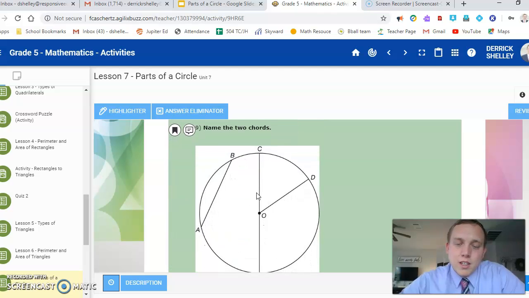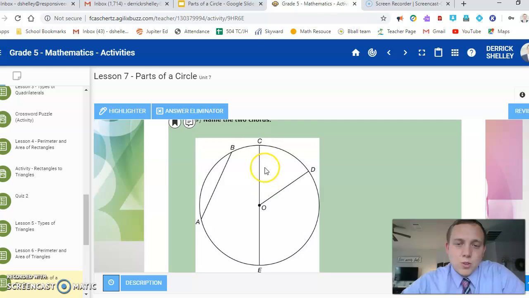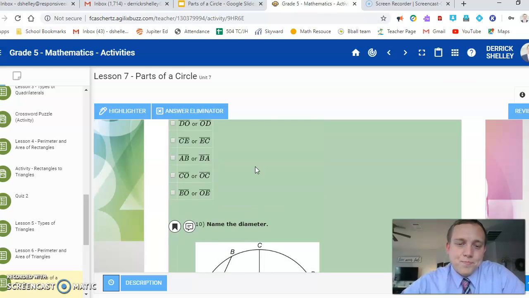2 chords. Okay, so I have one chord for sure right here, BA or AB. This would be a chord because it is a line that goes through the circle. DO is not a chord because it does not go all the way through. CE is also a chord. Even though CE is also a diameter, it is also a chord.